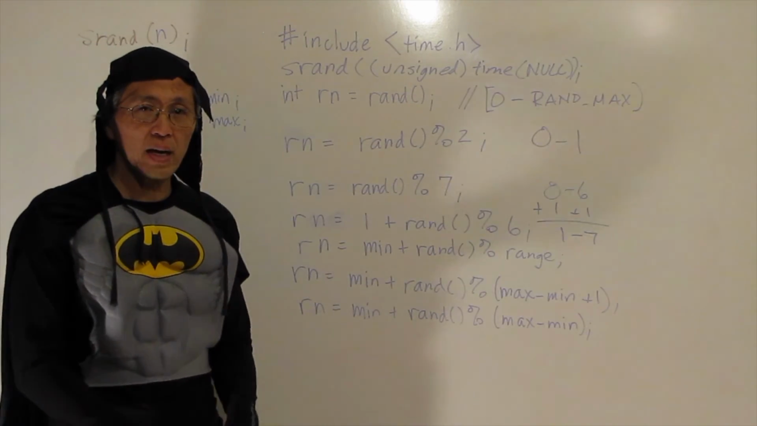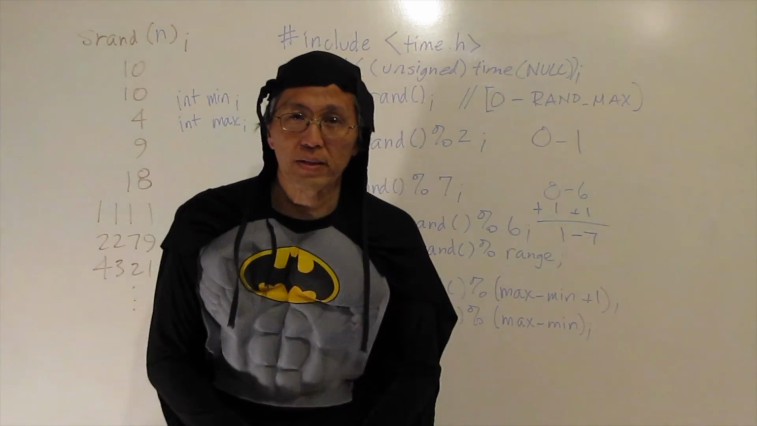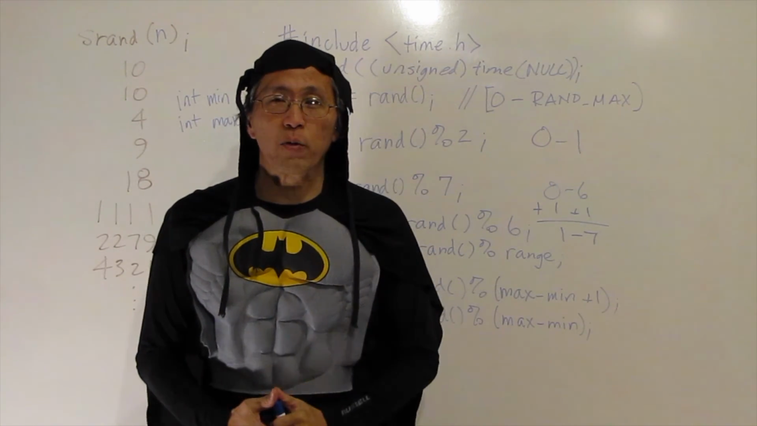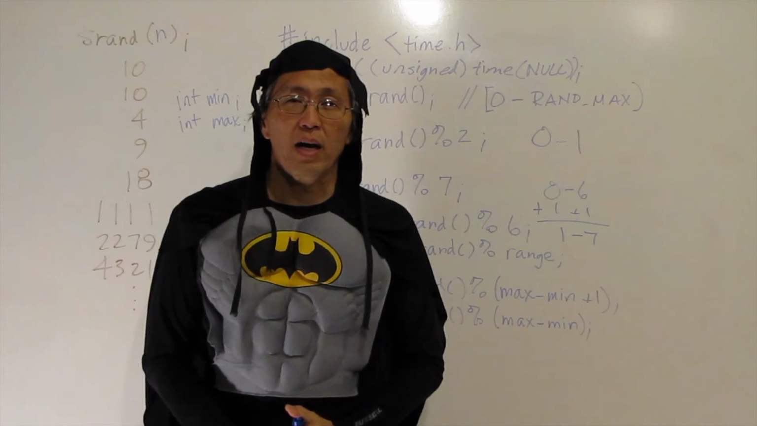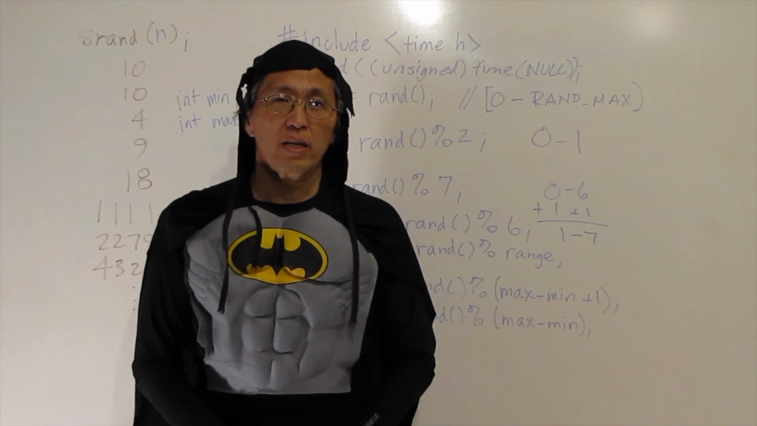So anyway, random numbers, random integers, that's how we create them. That's how we figure out how we want to have them between two numbers.